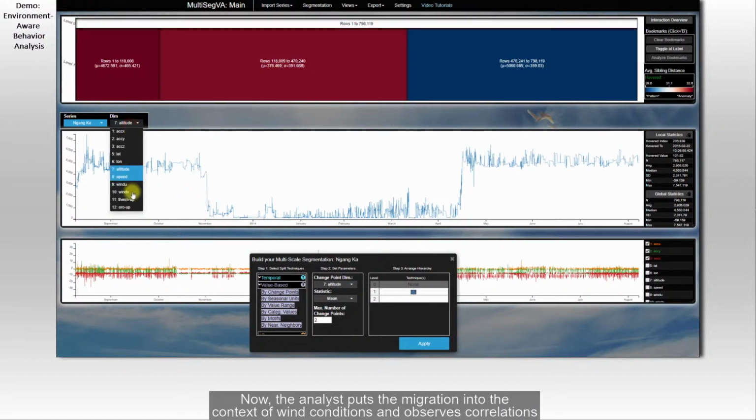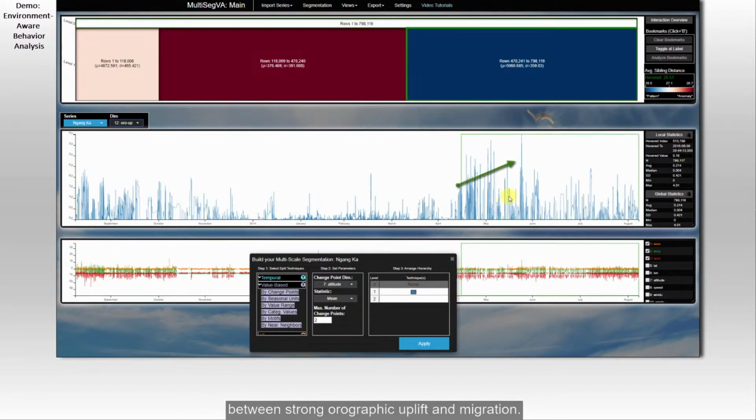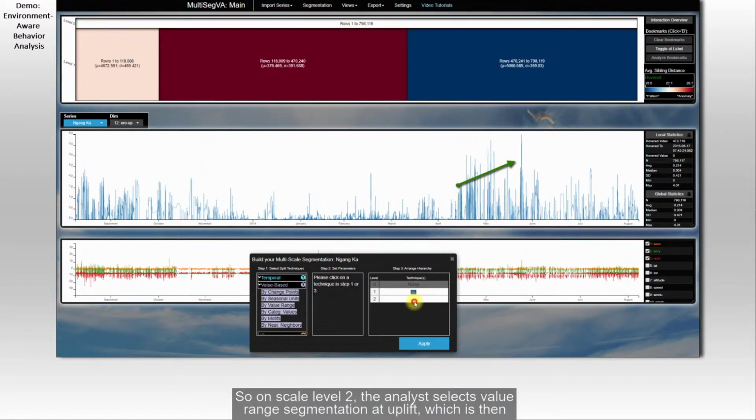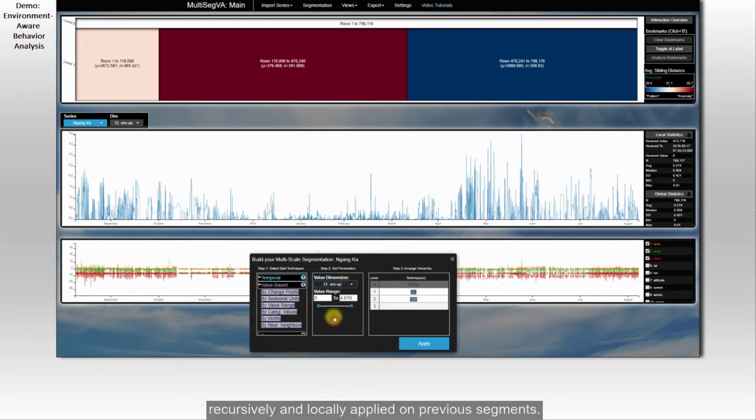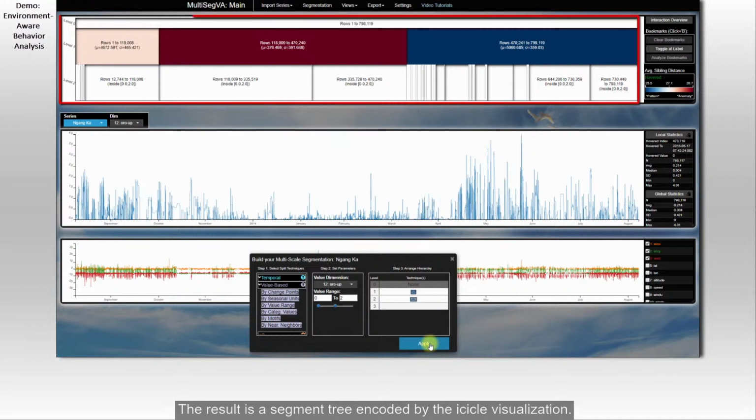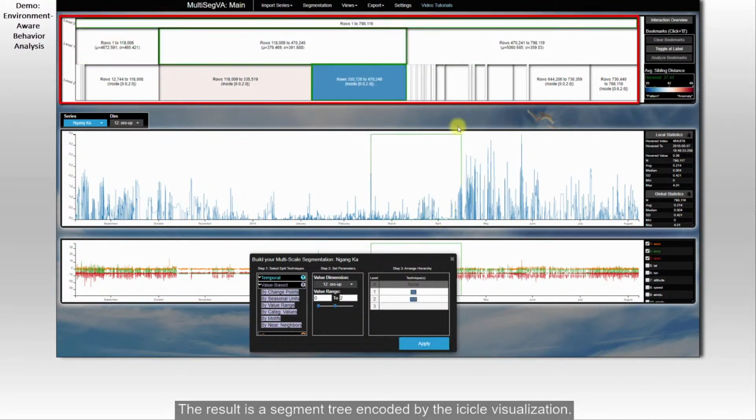Now, the analyst puts the migration into the context of wind conditions and observes correlations between strong orographic uplift and migration. So on scale level 2, the analyst selects value range segmentation at uplift, which is then recursively and locally applied on previous segments. The result is a segment tree encoded by the icicle visualization.